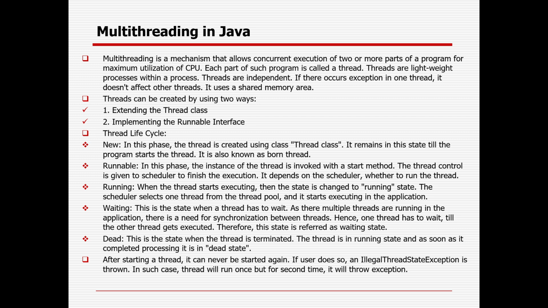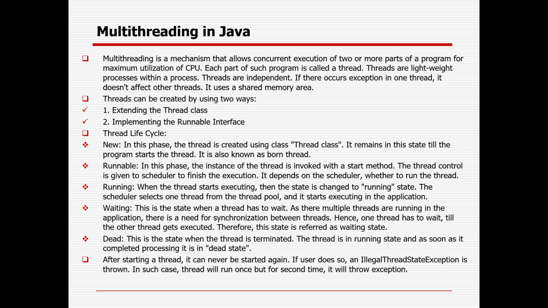Right? So there is a scheduler available in the thread which will finalize which thread to run and which thread to stop. Running. When the thread starts executing, the state is changed to running state. The scheduler selects one thread from the thread pool and starts executing it in the application. So there is a thread pool available where all the threads will be kept. After that, your scheduler will schedule which thread needs to be run and which work needs to be done. Right, after that, who is finishing and which other work needs to be picked up. That is the internal process within the thread life cycle.